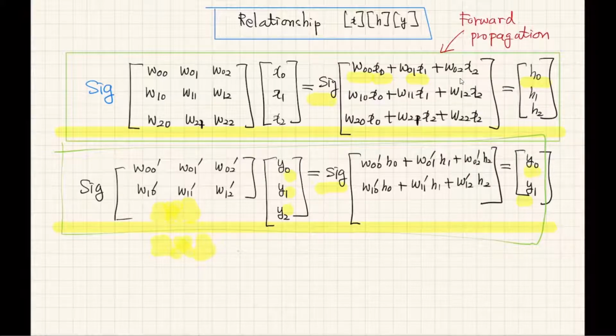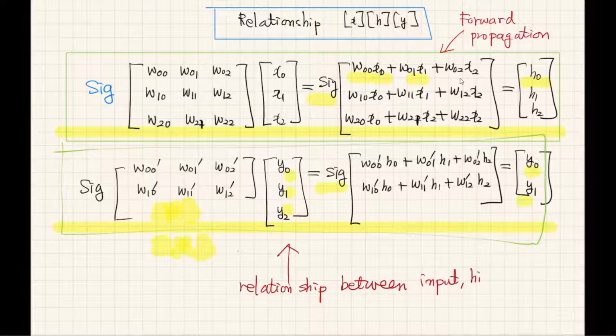I think this is the relationship between input, hidden, and output layer. And this calculation process is called forward propagation.